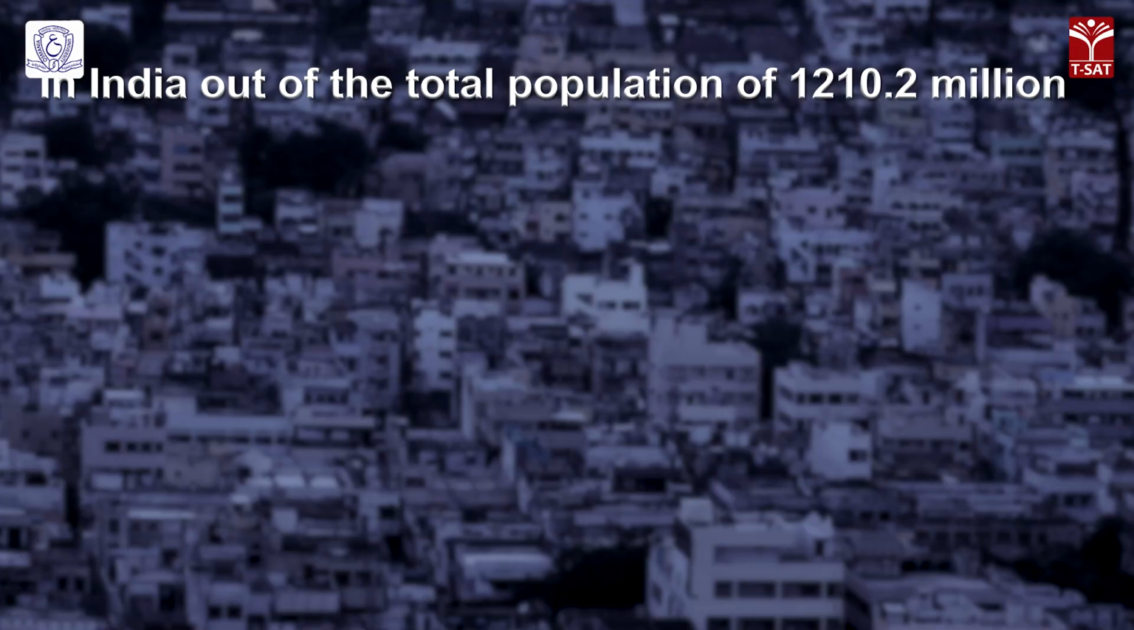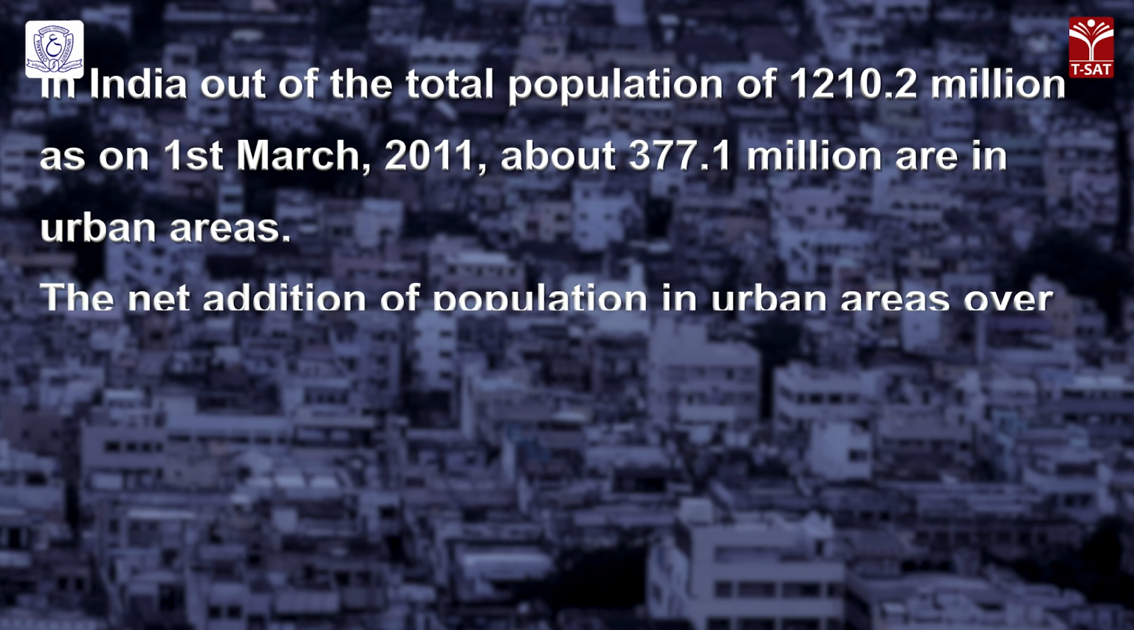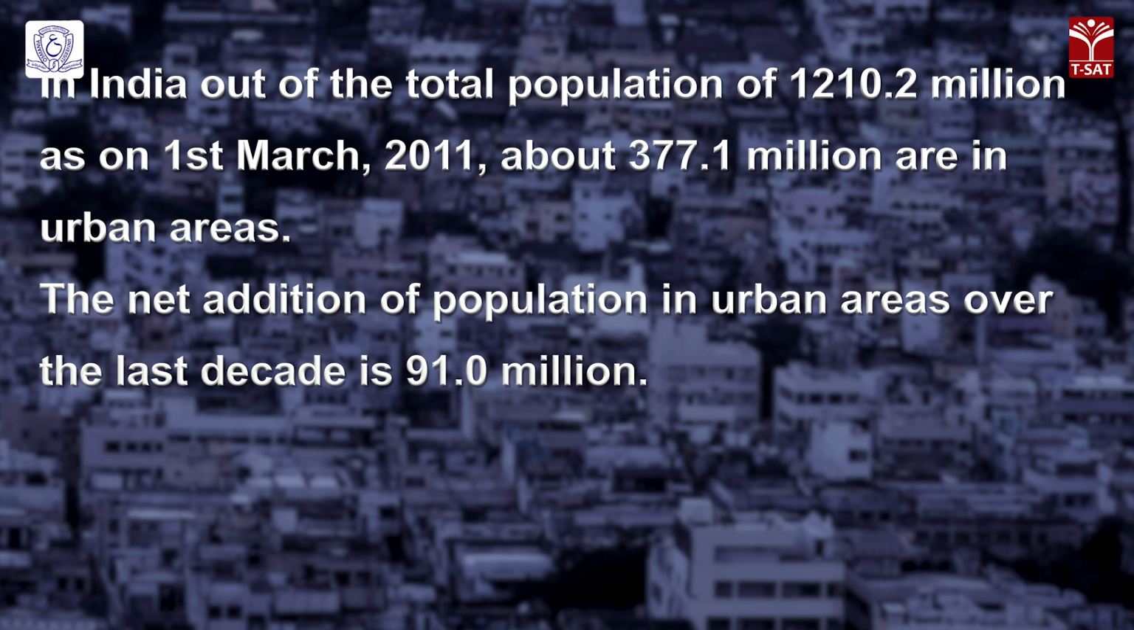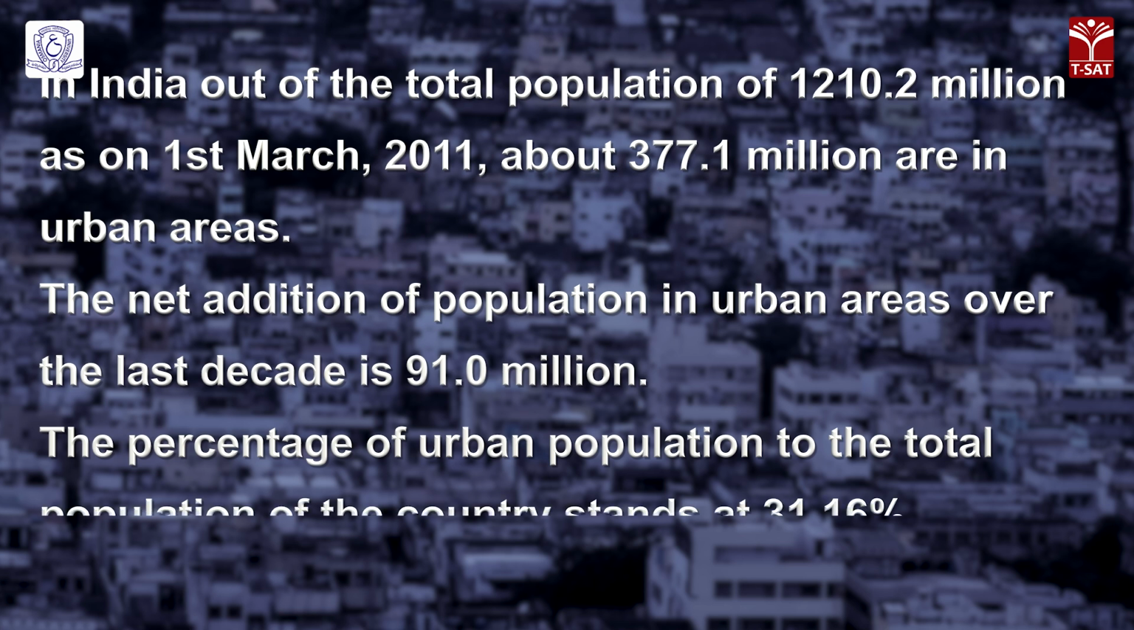In India, out of the total population of 1210.2 million as on 1st March 2011, about 377.1 million are in urban areas. The net addition of population in urban areas over the last decade is 91.0 million. The percentage of urban population to the total population of the country stands at 31.16%.